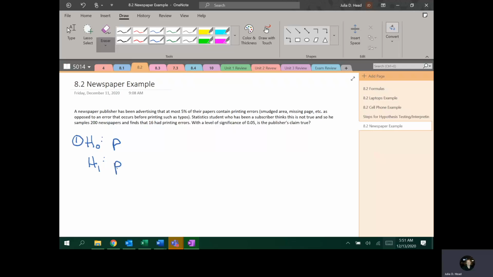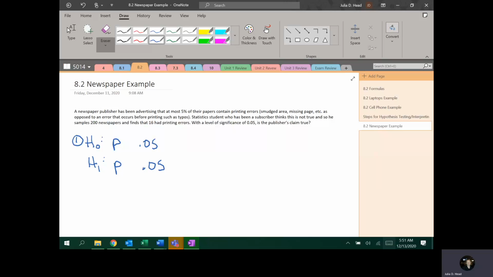And then you ask yourself, what percentage, what proportion are you testing it against? And the newspaper is claiming that it's 5%, so we're going to test it against 0.05. Make sure you write 0.05 and not 5%. That can get you in trouble.